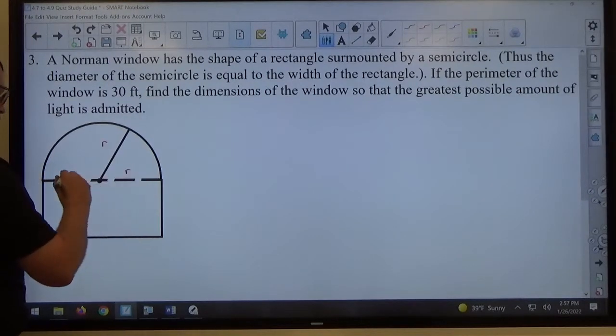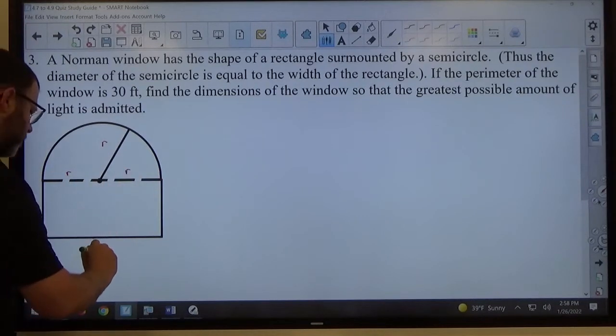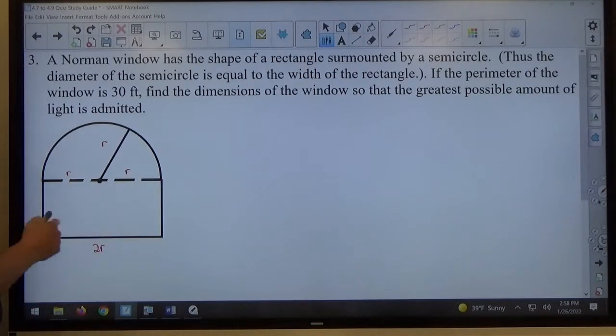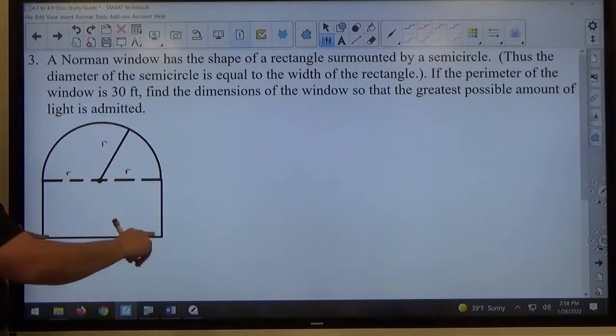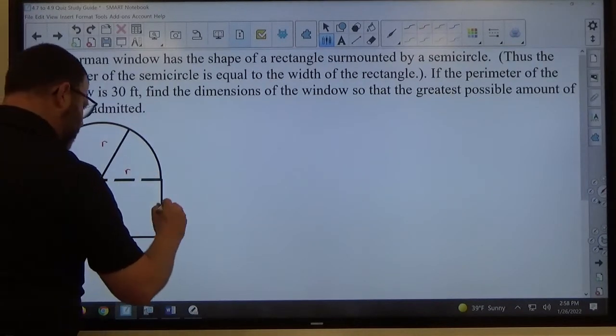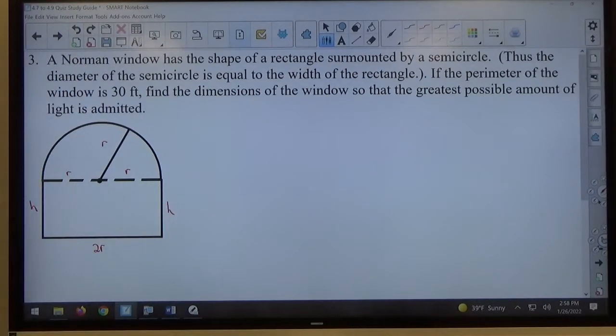So we have a radius here and a radius here, which makes the top half of the rectangle 2r. Therefore, the bottom half is 2r as well. There's no specific relationship between the distance across here versus the height. So I'm going to say h for height. And it gives us the perimeter of the window.